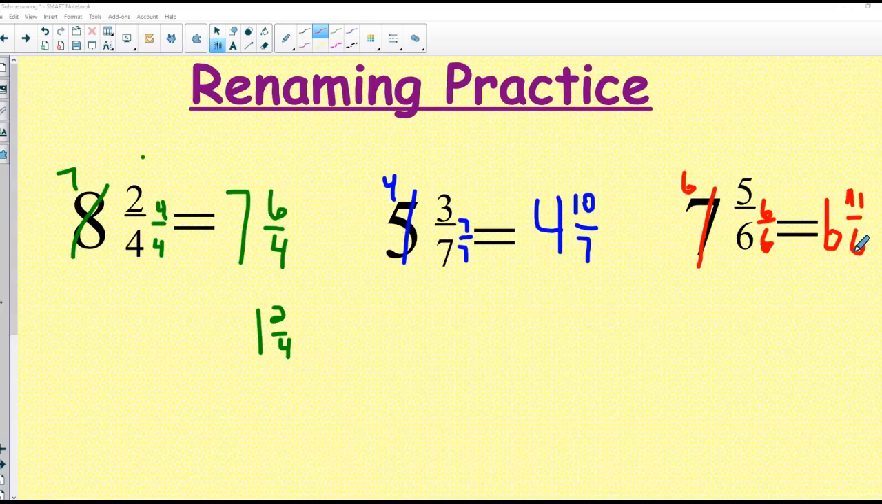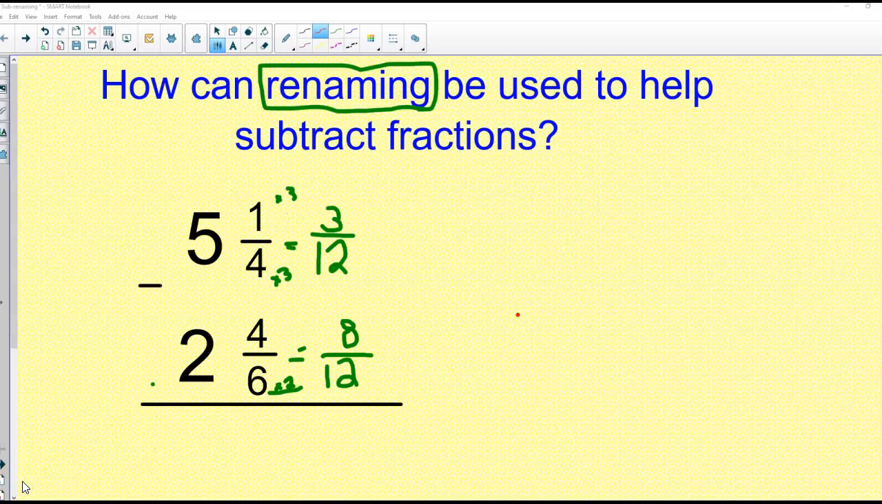Now you may ask yourself, why are we renaming? Well, it's going to become very useful to us when we cannot subtract, as in that first problem I showed you. So let's go back to that problem. If you remember, we found the common denominator and we got this far and we could not subtract. So this is where renaming comes in.